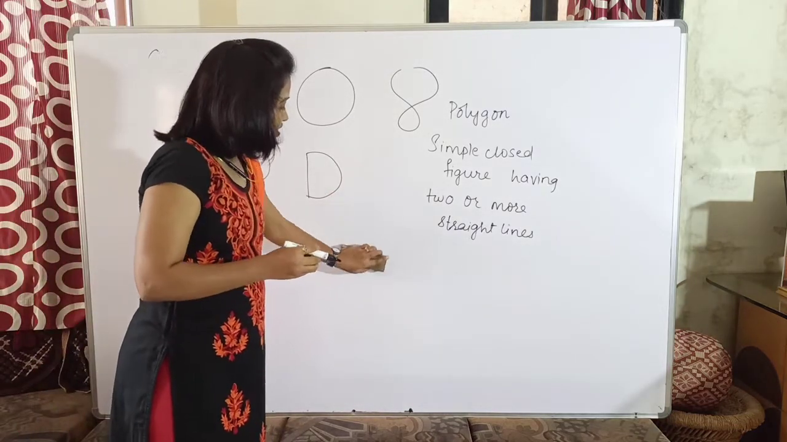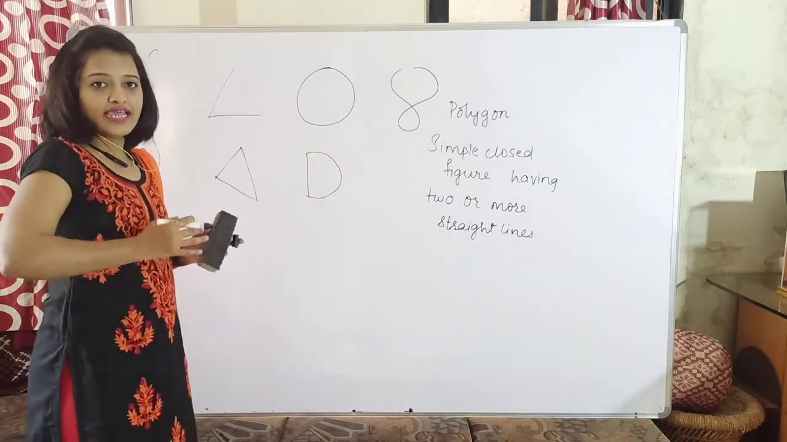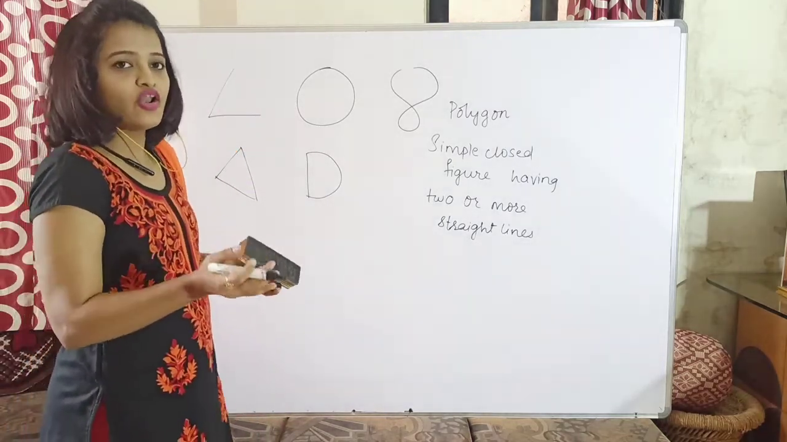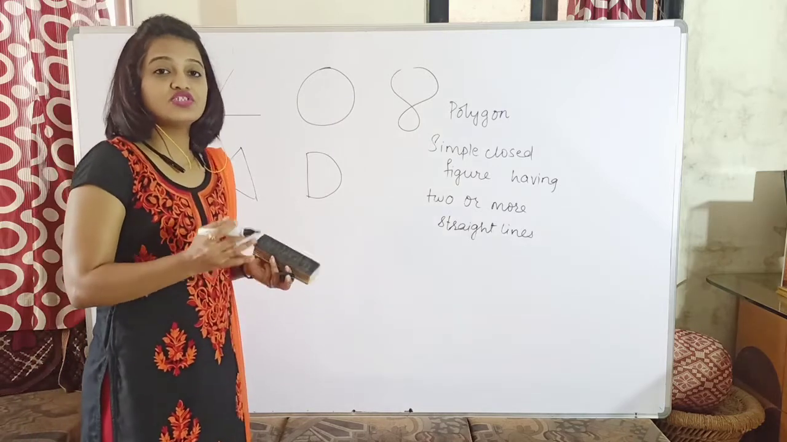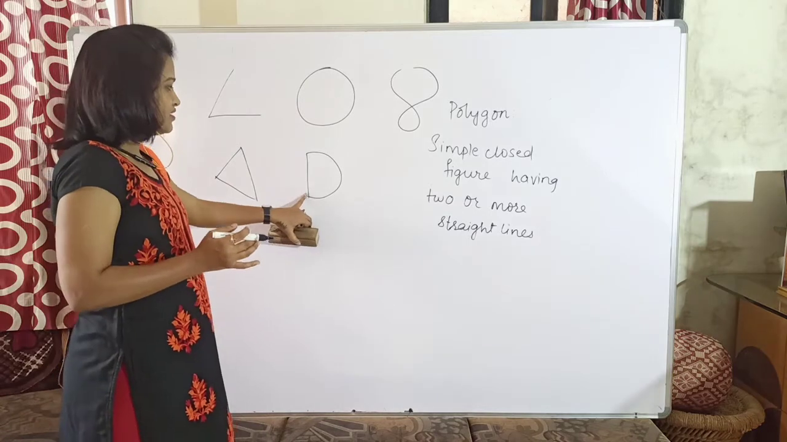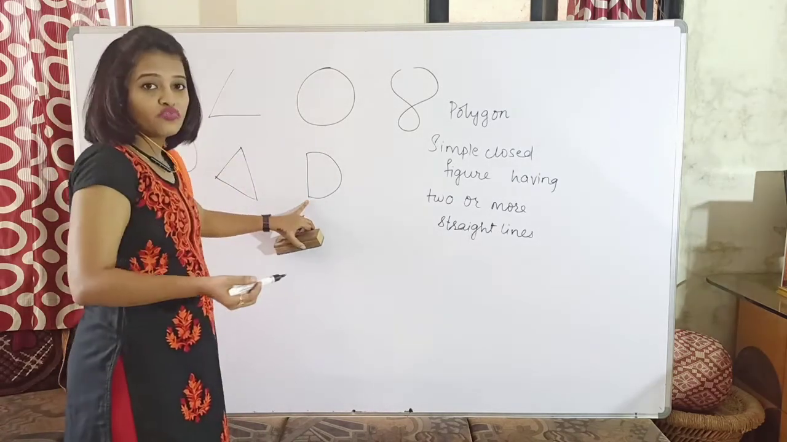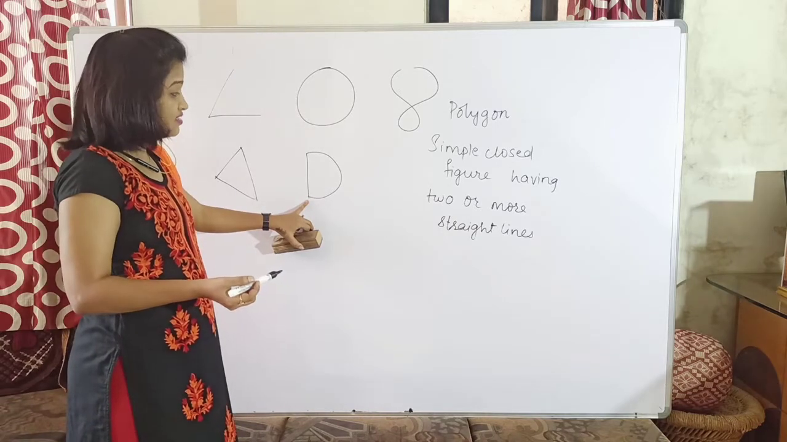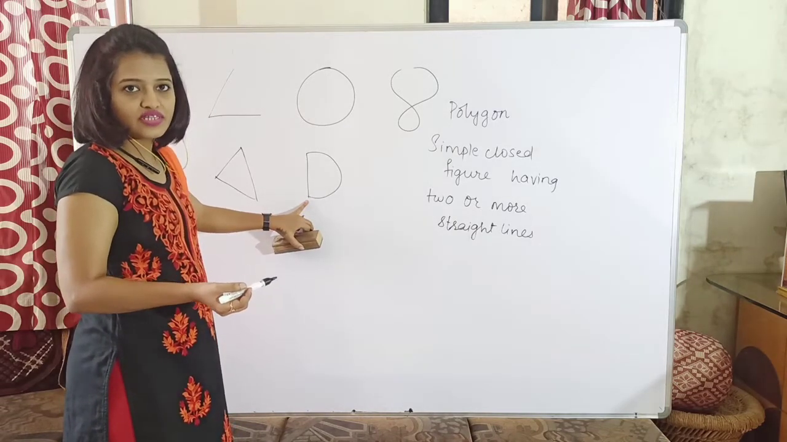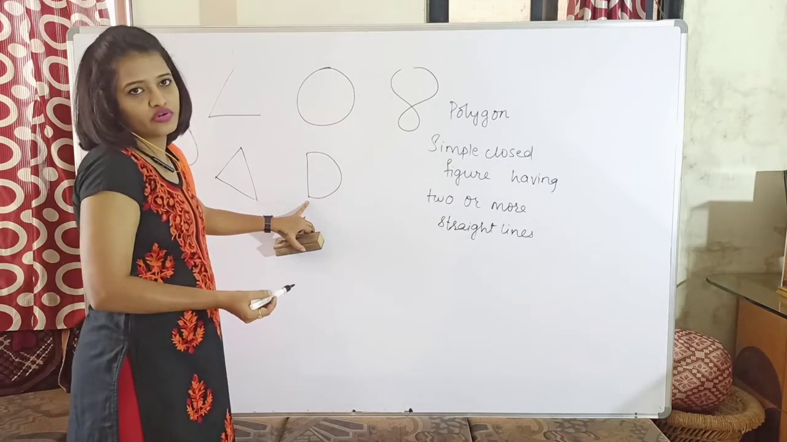Further, having two or more straight lines: the figure has to be closed, fine, but along with being closed, the lines should be straight lines. It cannot be a curved line. Here this is a simple closed figure, yes, because there is no overlapping. But does this figure consist of only straight lines? As you can see, this has a curved line, so this is not called a polygon.